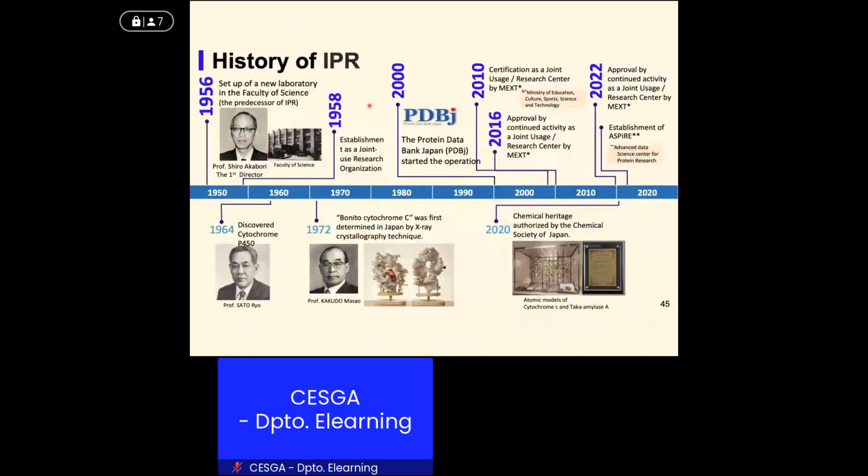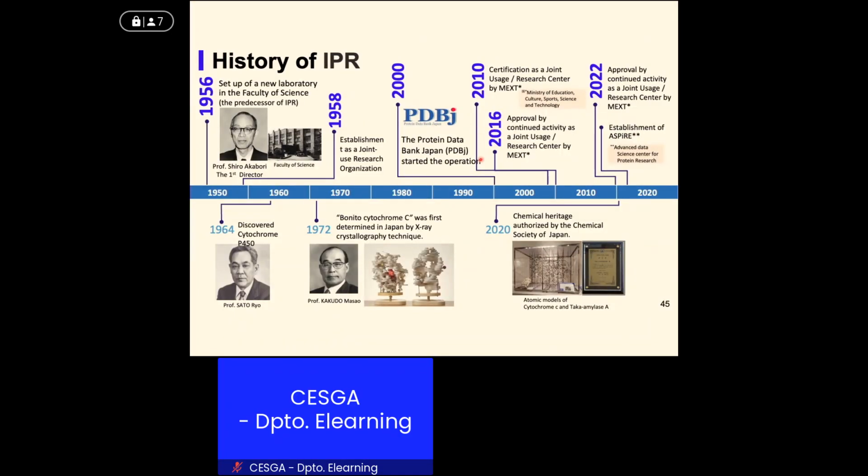Our institute was founded in 1956, and solved the first cytochrome P450 enzyme structure. And the most important thing these days is that we host PDB Japan. As you know, PDB is maintained by England and America, and another is Japan. And PDB Japan is hosted by our institute.